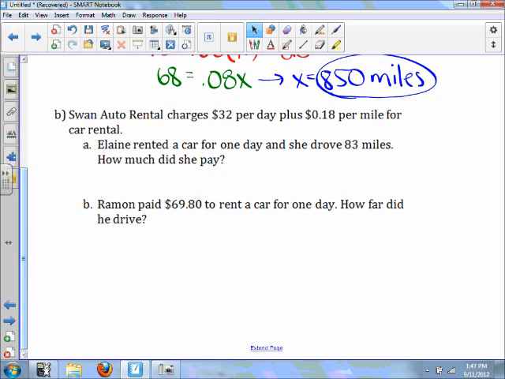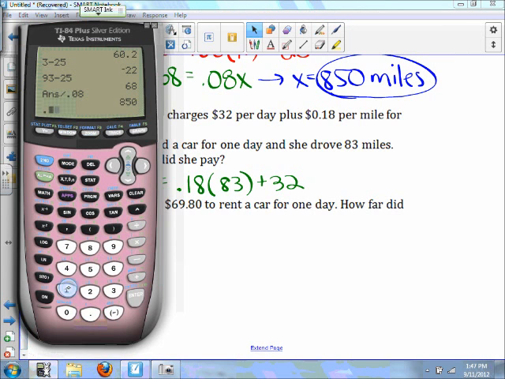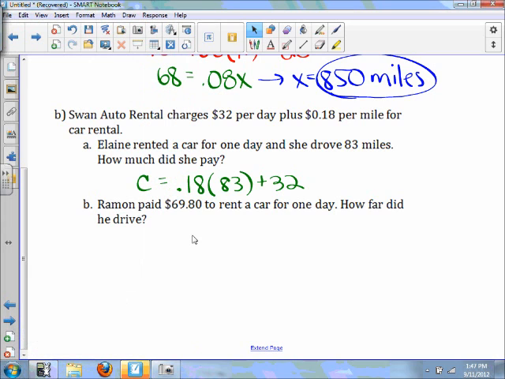Moving on to letter B. Swan Auto Rental charges $32 a day plus 18 cents per mile for car rental. Elaine rented a car one day and she drove 83 miles. How much did she pay? Well, the cost was 0.18 dollars per mile times 83 miles plus 32. So she paid $46.94.